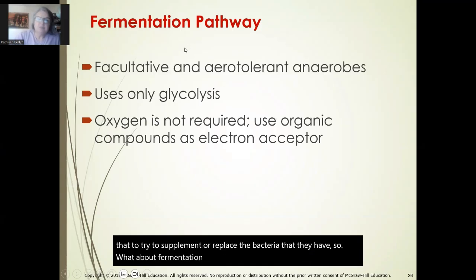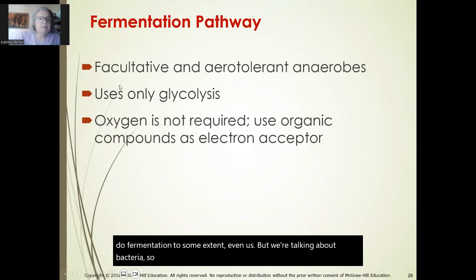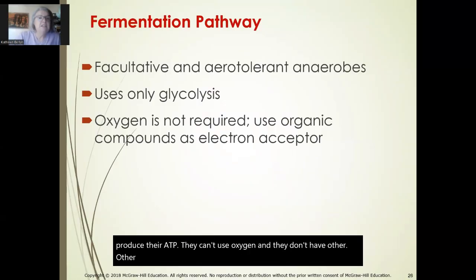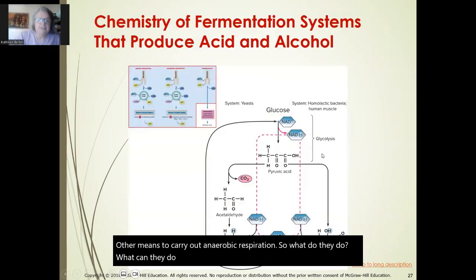So what about fermentation? So fermentation, pretty much everybody can do fermentation to some extent, even us. But we're talking about bacteria. So fermentation is done by facultative anaerobes as well as aerotolerant anaerobes. And these organisms can use only glycolysis to produce their ATPs. They can't use oxygen, and they don't have other means to carry out anaerobic respiration. So what do they do? What can they do? So here's what happens.